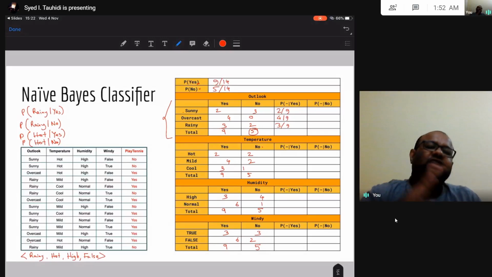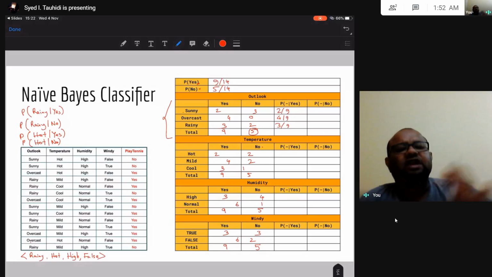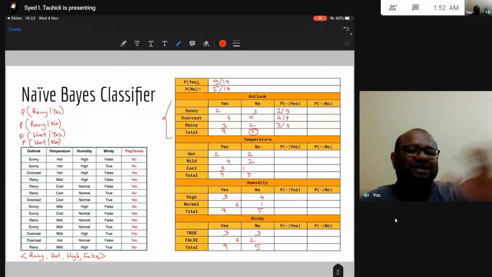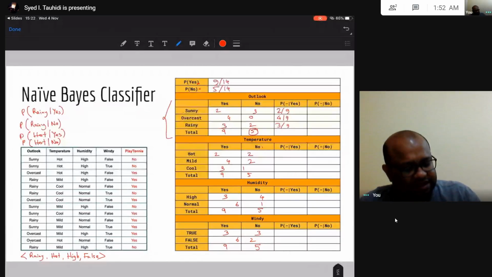The probability is 3 out of 5. Out of 5 days that he did not play, 3 days were sunny. So it is 3 out of 5. Then overcast is 0 out of 5. Then rainy is 2 out of 5.